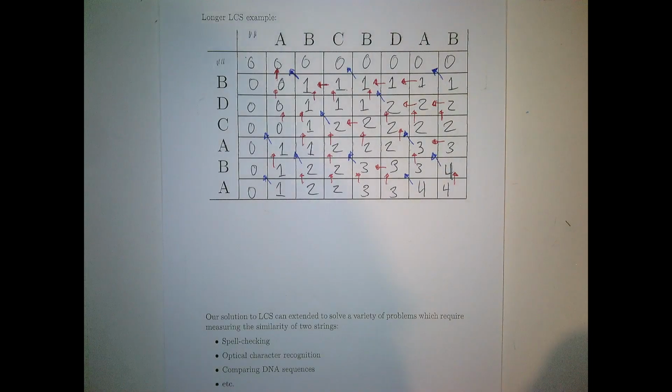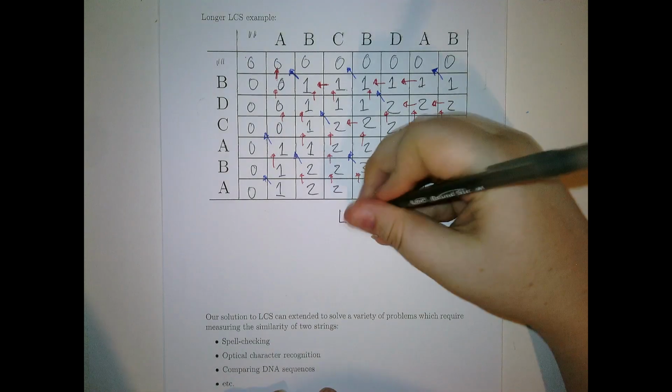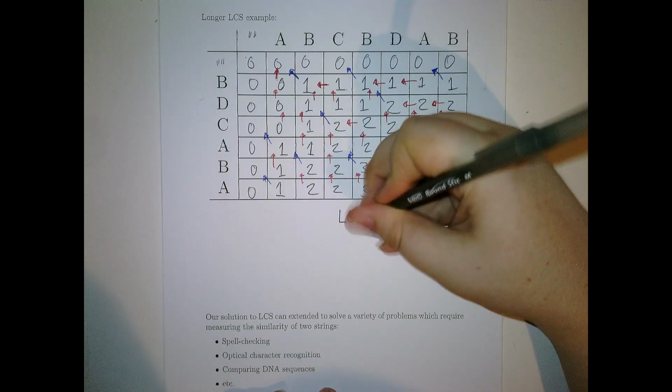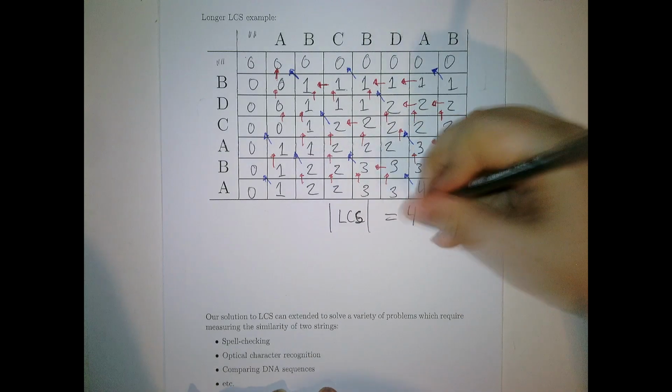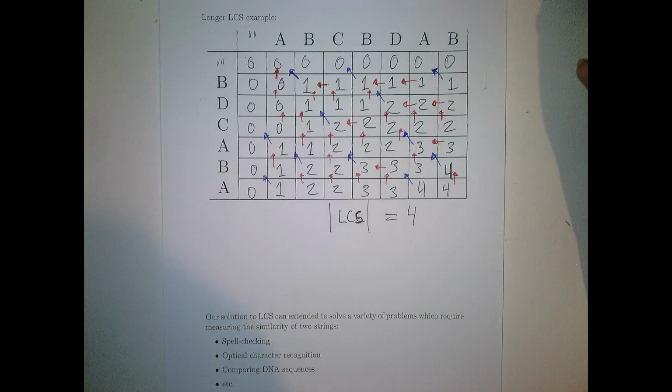Whew. Okay. There you go. There's your check of our solution from the beginning. Does seem to be correct, right? So the length of the longest common subsequence equals 4 for these strings.